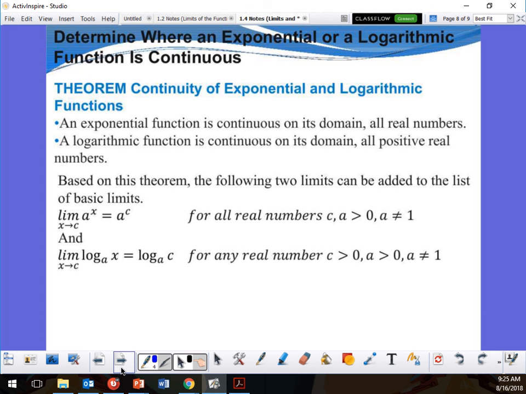Based on this theorem, the following two limits can be added to the list of basic limits. The limit of a to the x as x approaches c is basically just a to the c, for all real numbers c, where a has to be greater than 0 and a cannot equal 1, because then it would just be 1. And the limit as x approaches c of log base a of x is equal to log base a of c, for any real number c greater than 0, where a has to be greater than 0 and a cannot equal 1.